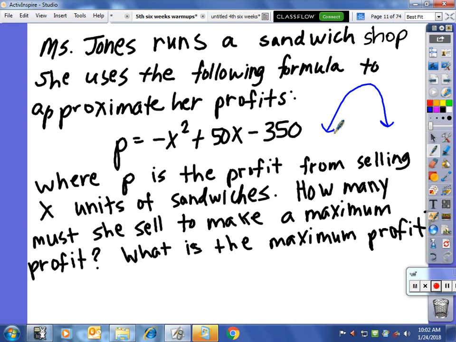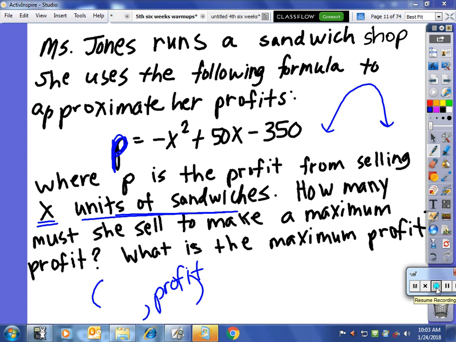Now, it says P is the profit. P, what normally do we put here? Y. So that means all the Y values on this problem stand for what? Profit. My Y values are profit numbers. P is the profit from selling X units of sandwiches. So guess what X stands for? Sandwiches. Okay, so X units of sandwiches. Guess what the X numbers stand for in all of these points on this parabola? Number of sandwiches. That's important.